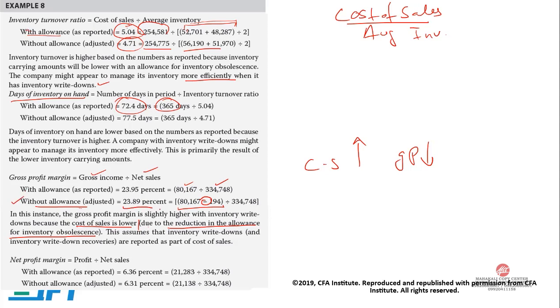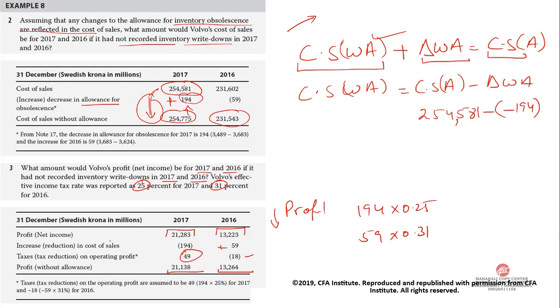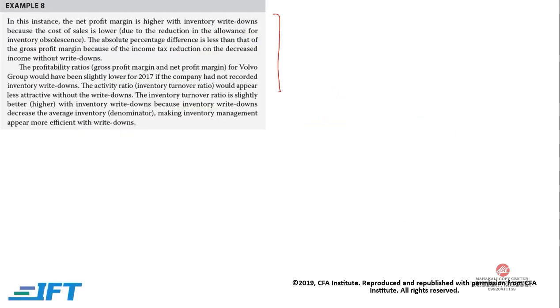Net profit margin, as again we have calculated profit for without allowance. So, in without allowance, our profit was 21138. Why was our profit lower? Our profit was lower because, as we have seen, our cost of sales actually went up. The reason why in 2017 the cost of sales went up was because there was a reduction in valuation allowance. This is again the rationale behind what is happening in the ratios.